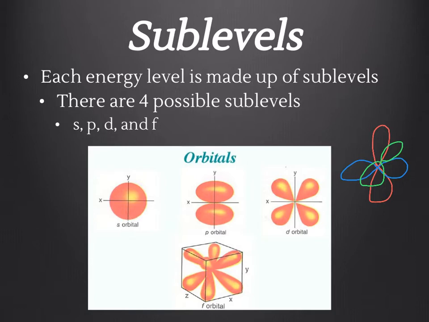And the rest of them are kind of hard to draw, so I'm not going to draw them. But there's S and P, and then D has this quadruple dumbbell thing, and then F has this insane, crazy flower shape. But really all we're talking about here is different shapes where electrons can be, and these shapes are inside of the energy levels.